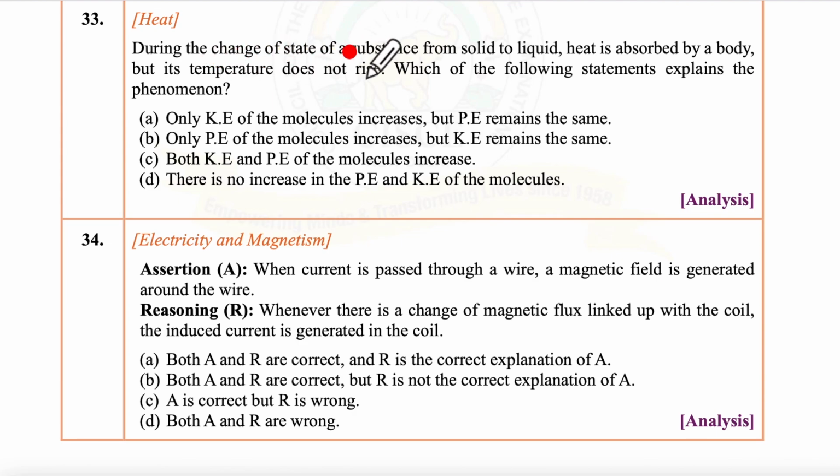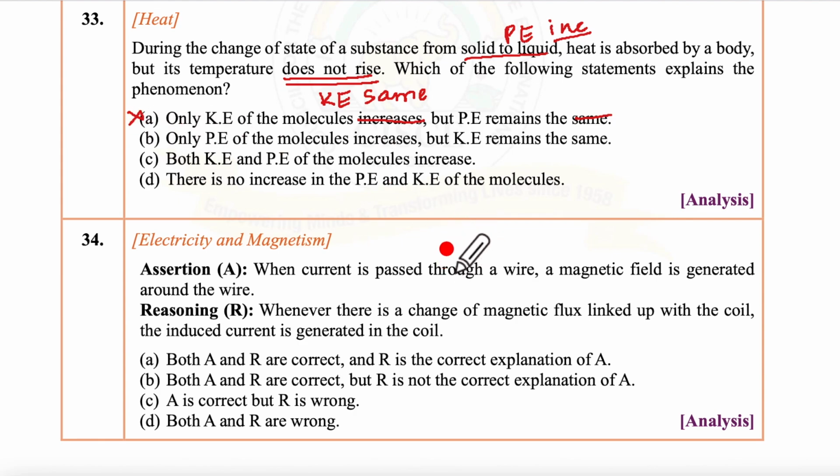33. During the change of state of a substance from solid to liquid, heat is absorbed by a body, but its temperature does not rise. Why does the temperature not rise? Because kinetic energy remains the same. But because it is a change of state, the potential energy is going to increase because intermolecular distances are increasing. Only kinetic energy increases? No, it remains the same, and potential energy increases.